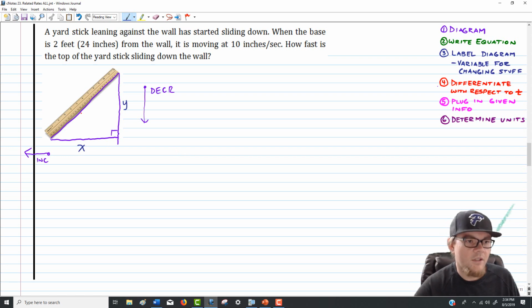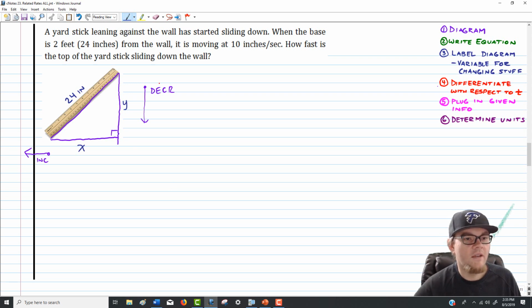In addition, that creates a third side, which is our hypotenuse. The difference is that our hypotenuse, by virtue of being this ruler or yardstick, is not actually changing, so I don't need a variable name for it. I'm just going to label it as being 24 inches, because we know that it's 24 inches at all times. The ruler doesn't suddenly start shrinking or growing as it falls down the wall. Otherwise, that would affect things.